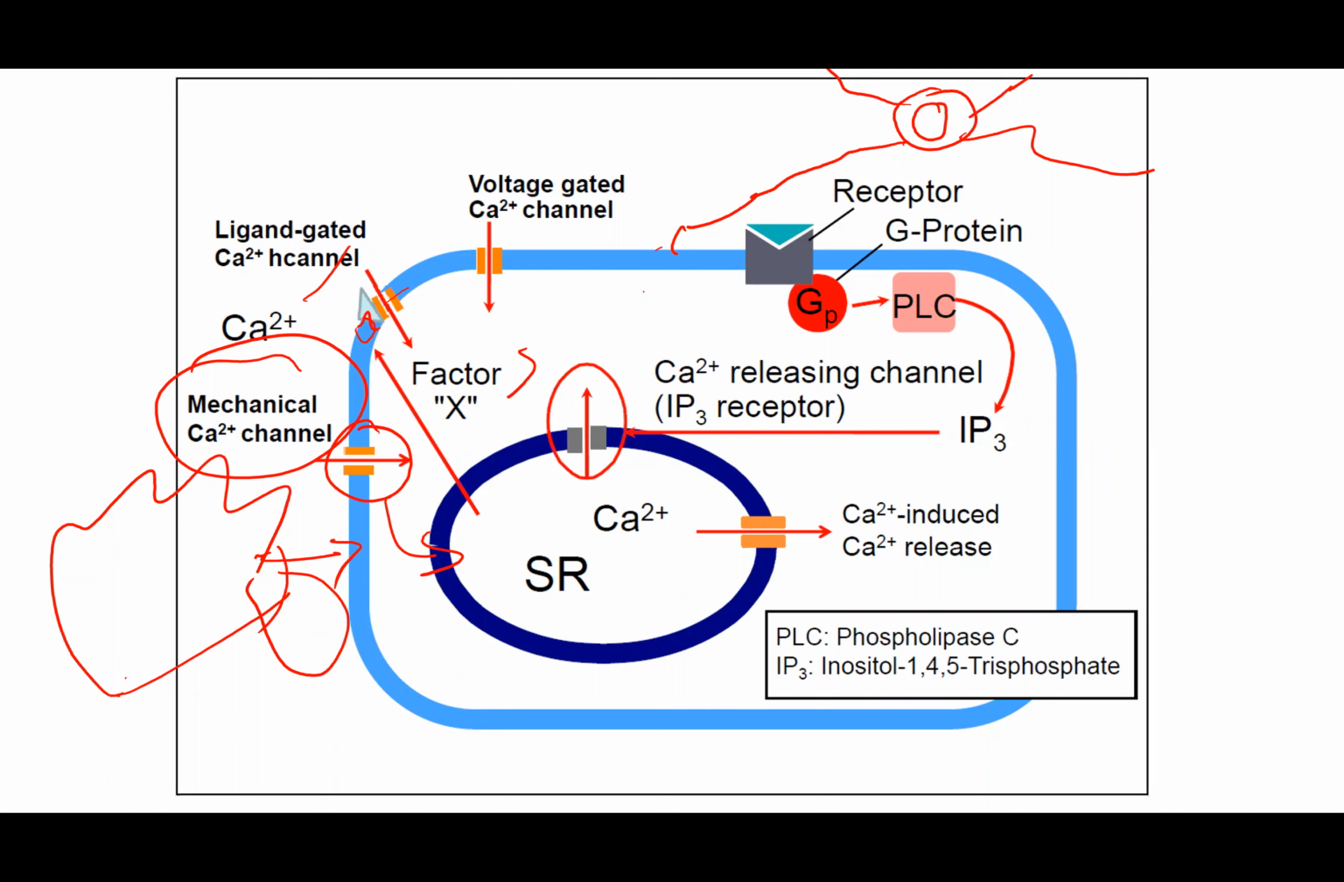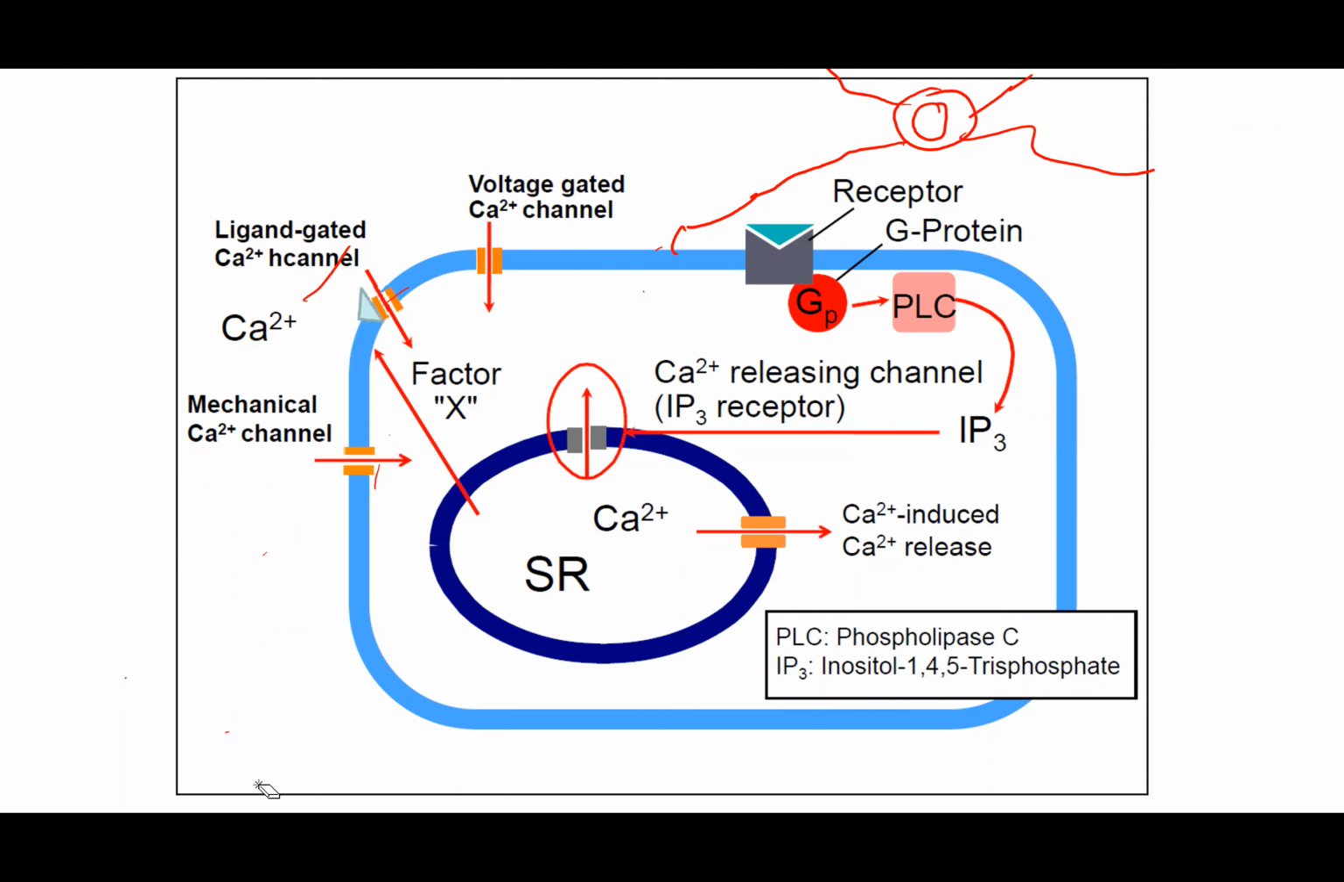So I mentioned there are stretch channels over here. When the cell membrane of the muscle stretches for any reason, it could be just because of motion, this causes the channel to open wide and allow calcium to rush into the cell. So again, this is the third source from the extracellular environment.